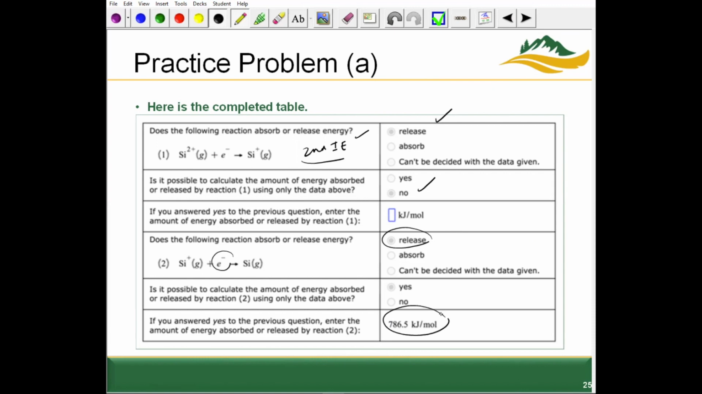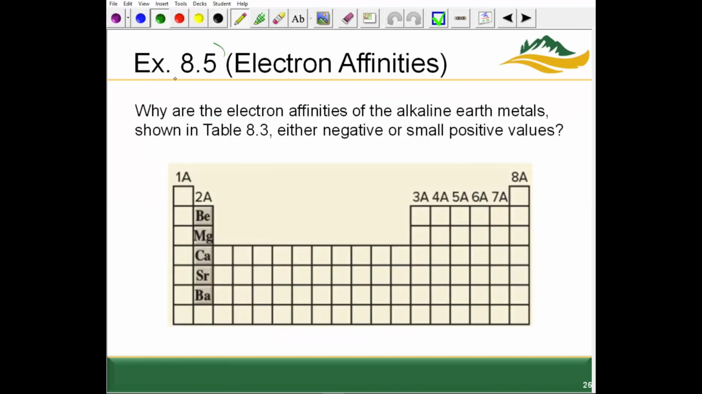And then we need to look at the first ionization energy. So this energy value describes the first ionization energy. Again, we're not looking at the electron affinity number because neither of these reactions is showing electron attachment or electron affinity. Let's do a little more practice on this together and go through example 8.5. Why are the electron affinities of the alkaline earth metals shown in table 8.3 either negative or small positive values?